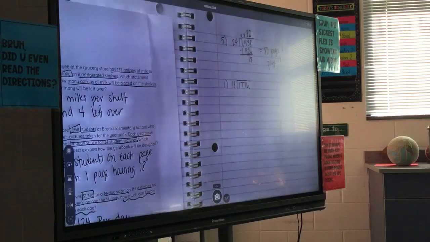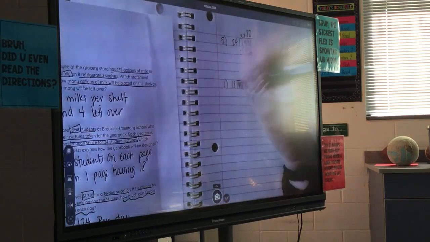Now, when you're dealing with money, how many place values to the right do we have in money? We have two. We have our dimes and our pennies, right? So you always have to go 2 to the right if you need to when you're dealing with money. All right, what can I multiply 18 by to get 1?